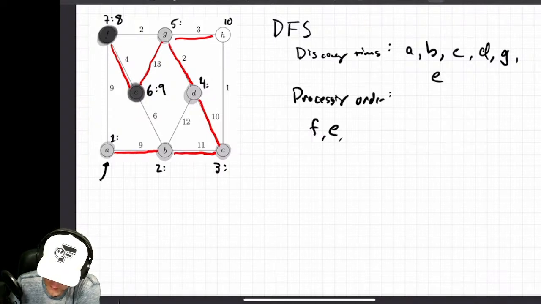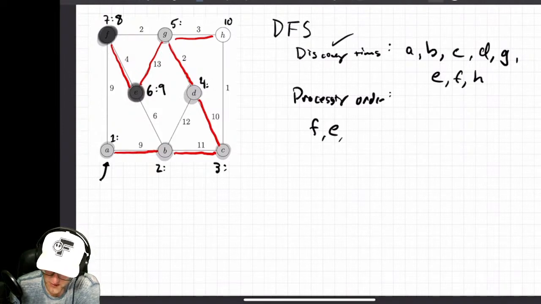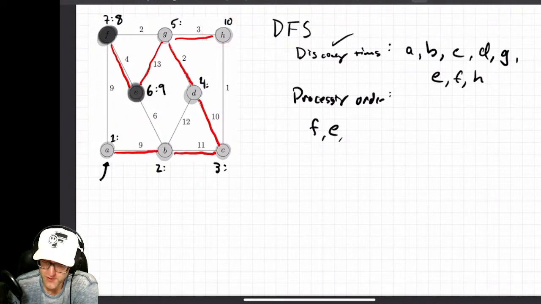I think I forgot to put down F here. So I'll do that now, and then H. And at that point, I'm done with my discovery times here. And you can pretty much write them all down, but I'll go ahead and go through the full gamut here. H's neighborhood has now been completely explored.